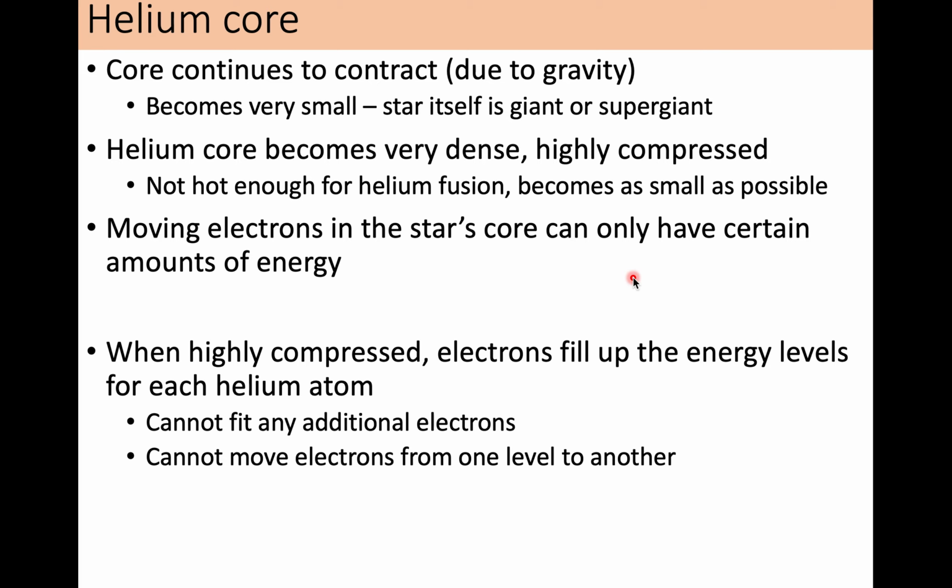The core continues to contract, becomes as small as it can, to the point where the electrons within the core and within the atoms within the core cannot move. The electrons sort of get stuck at their certain energy levels. So when a gas or an atom is very highly compressed, the electrons will fill up all of the energy levels for each atom, to the point where the atom can't fit any additional electrons, and the electrons can't move from one level to another.